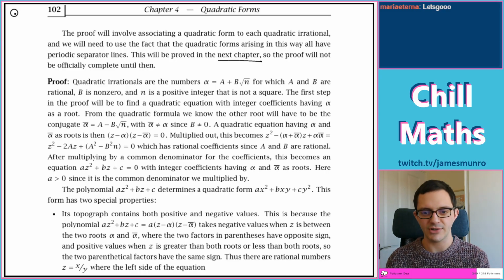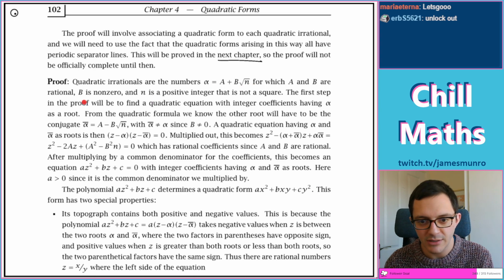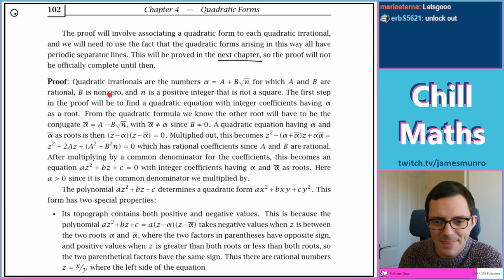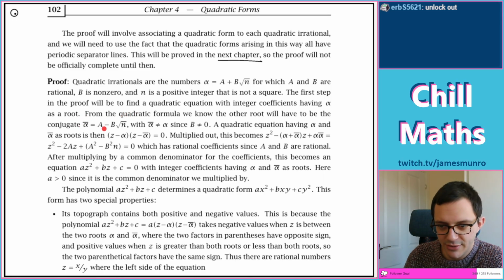Okay, let's go then. Quadratic irrationals are numbers like this, which may be rational. You get them as the roots of quadratic equations with integer coefficients, unless those roots are integers or rational. Here n is a positive integer that's not a square. The first step of the proof will be to find a quadratic equation with integer coefficients having alpha as a root. I've just claimed it. Let's hope that it's true.